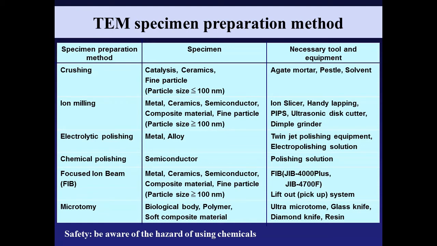So, as the first one, crushing. Crushing is very easy. Crushing is applied to catalysts, ceramics, or sometimes fibers. And ion milling, where an ion beam bombards the specimen. Then the specimen is polished by the ion beam. Okay.